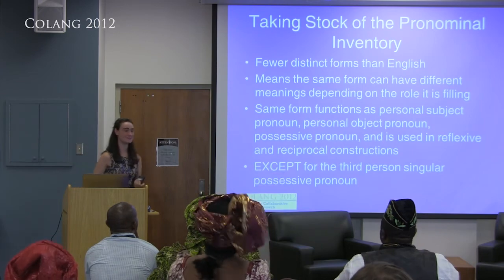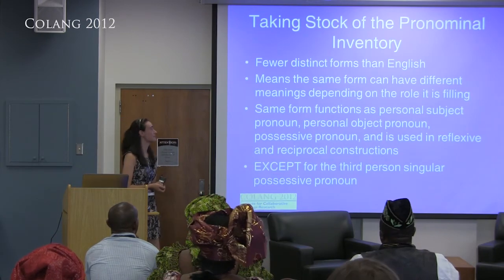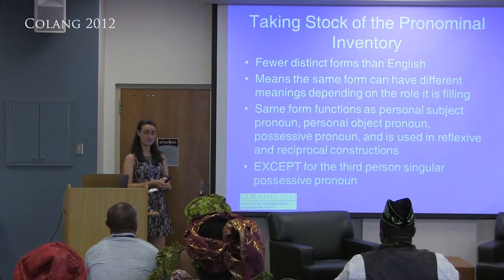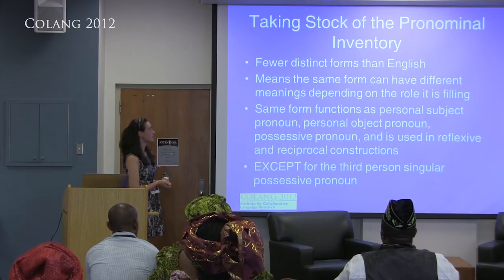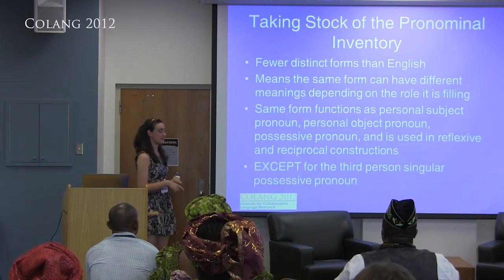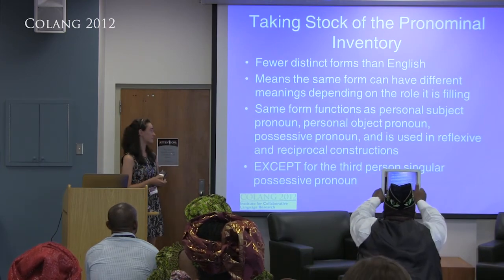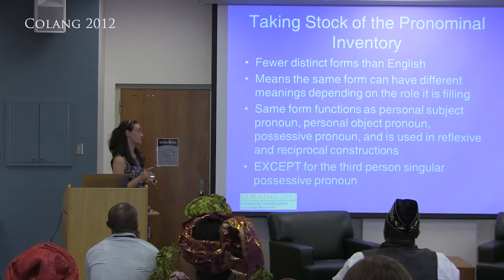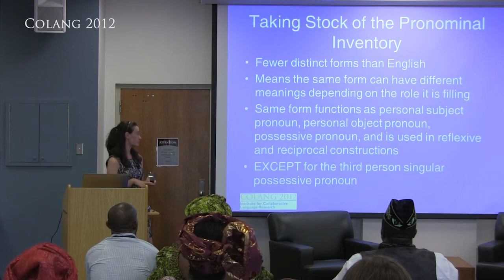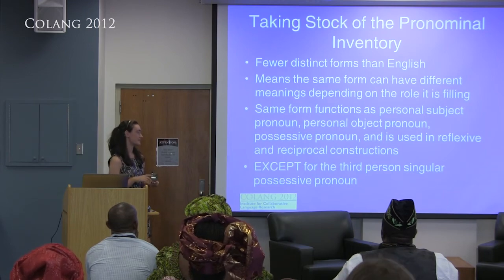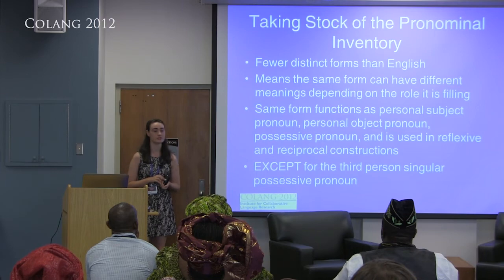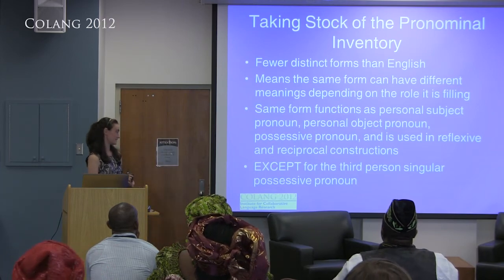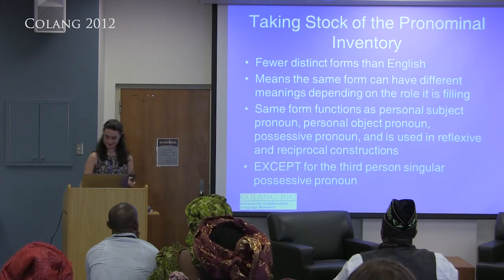So now just really briefly to take stock of what we talked about in the phonemic inventory. Uda has many fewer distinct forms than English does when it comes to forms of pronouns. And that means that the same form can have very different meanings depending on the context it appears in. So we have the same exact form of the pronoun functioning as the personal subject pronoun, the personal object pronoun, possessive pronoun, and it's the same thing that we see in reflexive and reciprocal constructions. Again, with the one exception of the third person singular possessive form. Except.